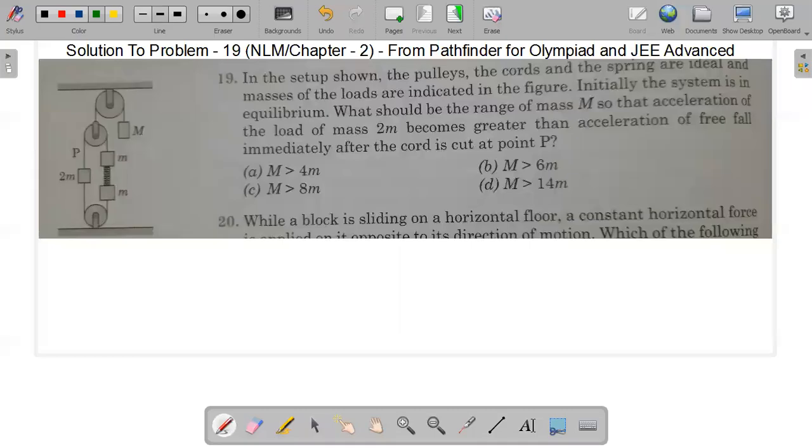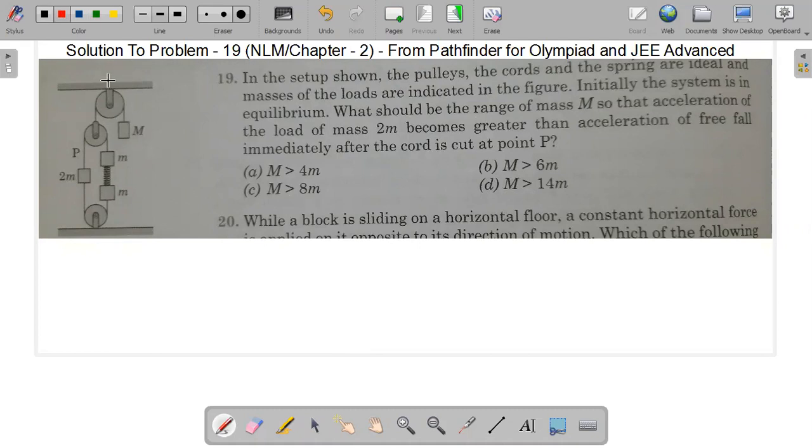Hello students, this is problem 19 from the book Pathfinder for Olympiad and JEE Advanced, and it's a very special question to understand the behavior of a spring, the fundamental property of a spring. This question is specially designed for that concept. So this is problem 19 which we are going to discuss now.